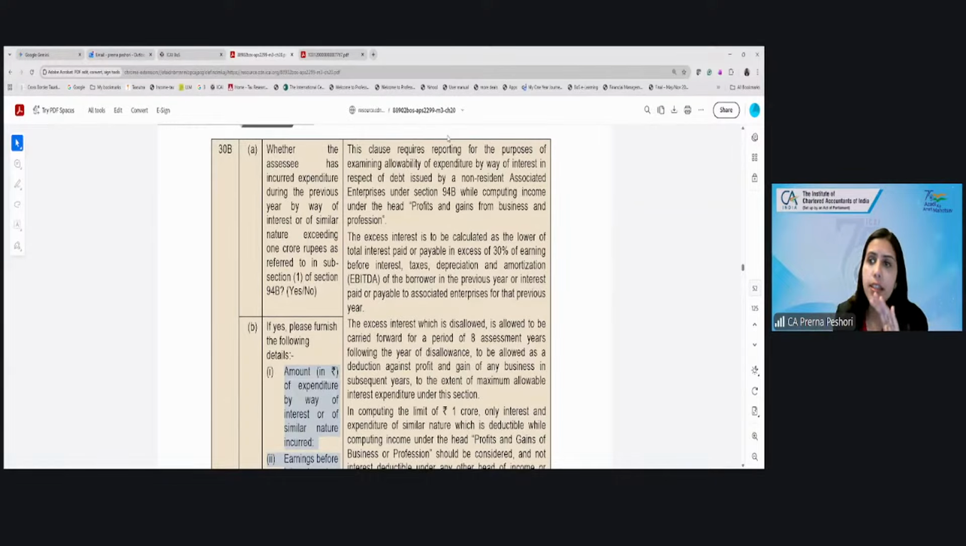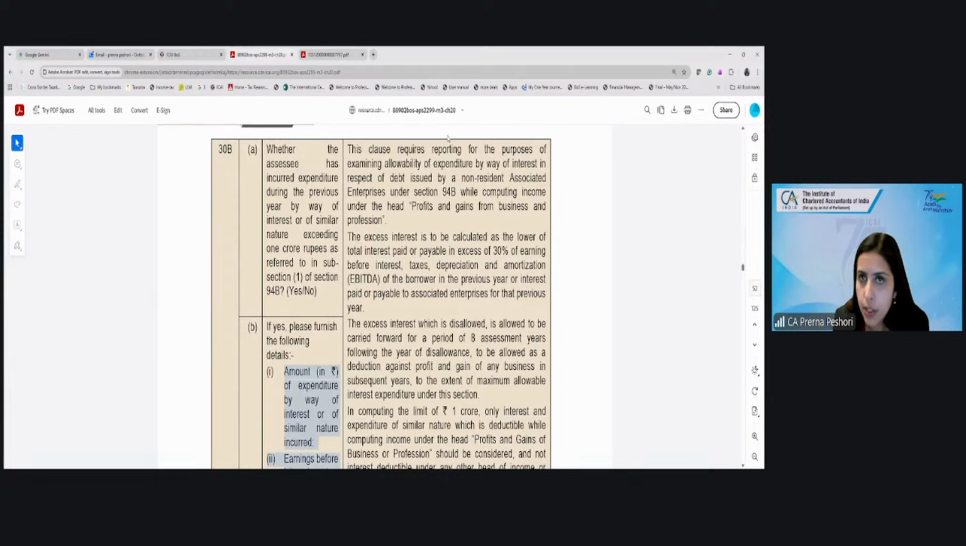So here 94B says that if the assessee has any interest expenditure in respect of loan taken from the associated enterprise, or in respect of any non-resident lender where the associated enterprise has given the guarantee in respect of that loan, and the interest amount is more than 1 crore, then the interest deduction shall be restricted to 30% of the EBITDA. The excess interest, which cannot be claimed as a deduction, shall be carried forward for a period of 8 assessment years.